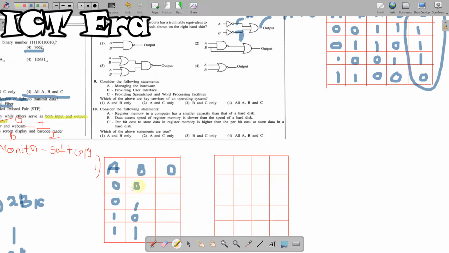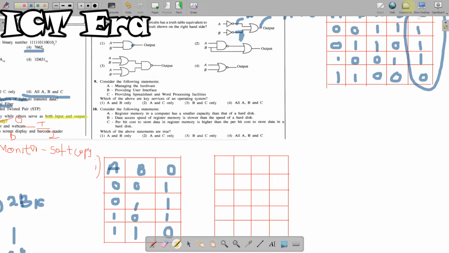That means 0 times 0, 0, but because of the NOT gate, we have to put 1. 0 times 1, 0, but here 1. 1 times 0, 0, but here 1. But in here 1 times 1, 1, but it becomes 0, the opposite one.